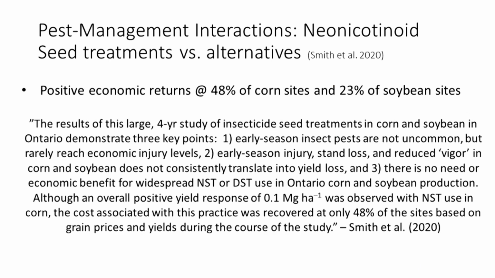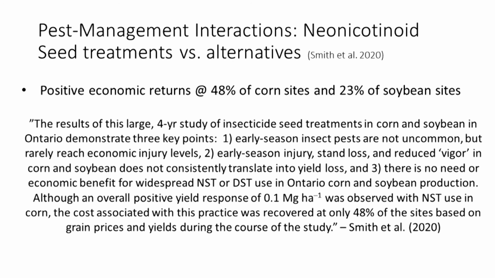Okay, so I'm glossing over quite a bit of detail here, but these are the most important findings. So first, positive economic returns were observed in about half of the corn sites and 23% of soybean sites. And by economic returns, I just mean the increase in yield of the neonic versus just the fungicide was enough to compensate at minimum the cost of that seed treatment. So about half of corn sites, 23% of soybean sites.